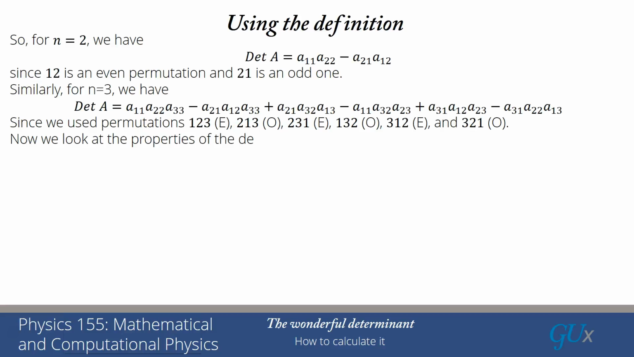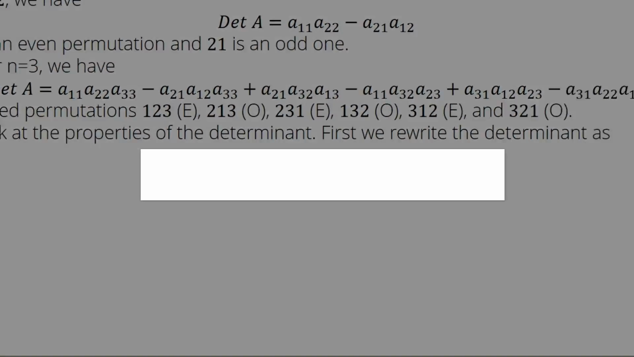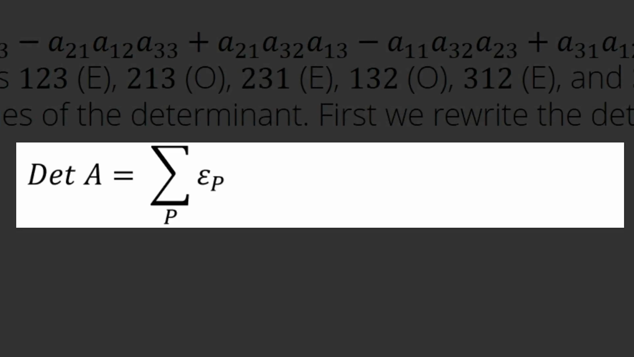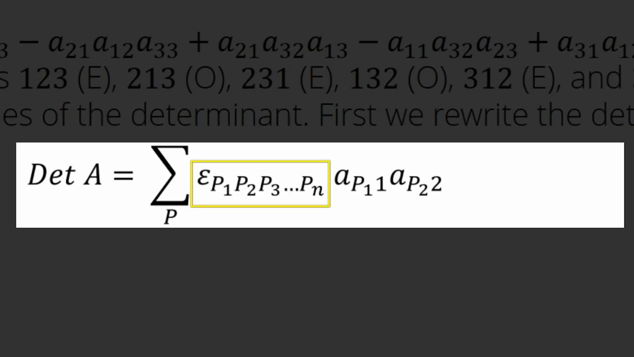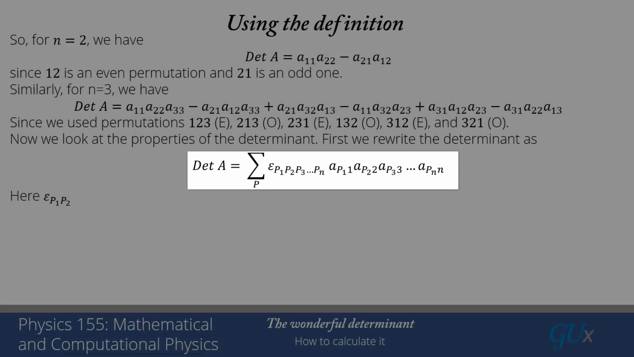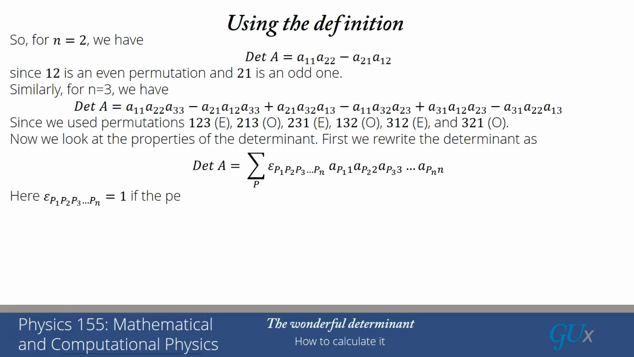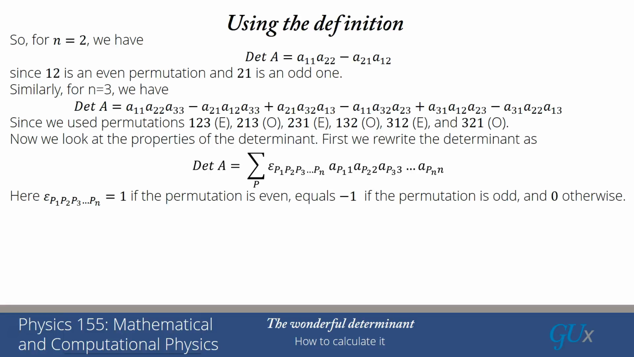All right, so let's take a look at some properties of the determinant. First, we're going to rewrite the definition for the determinant in the following form. We're going to introduce this new object, epsilon sub P1, P2, P3, all the way out to Pn. That object is going to equal 1 if the permutation is even. It's going to equal minus 1 if the permutation is odd. And it's going to equal 0 if any 2 of those indices are the same.